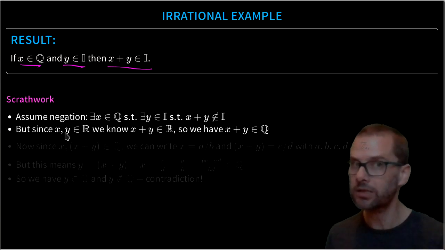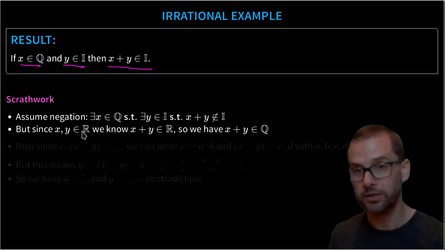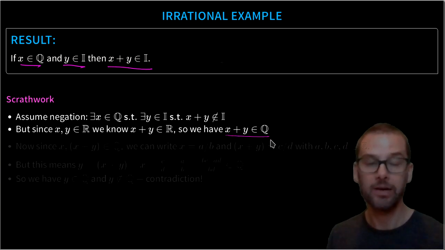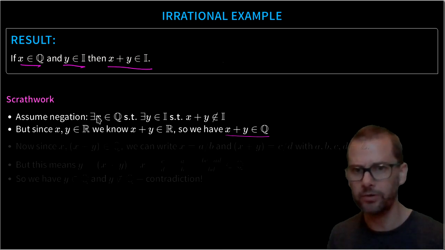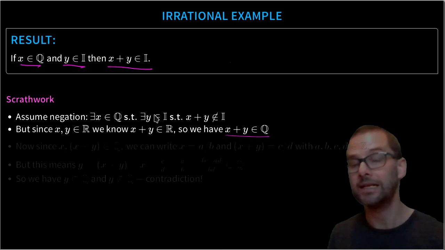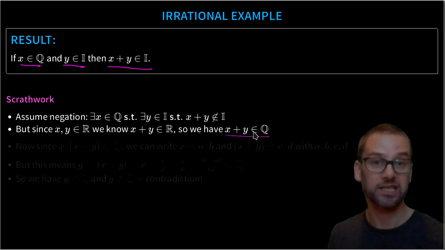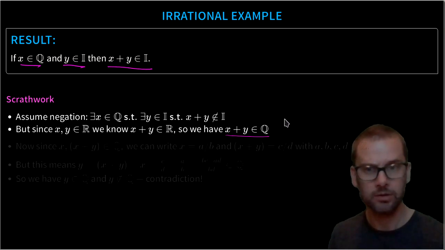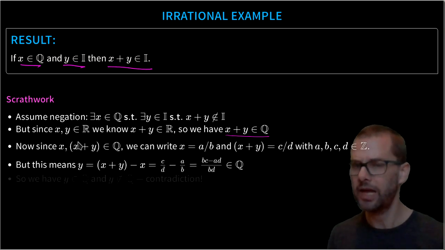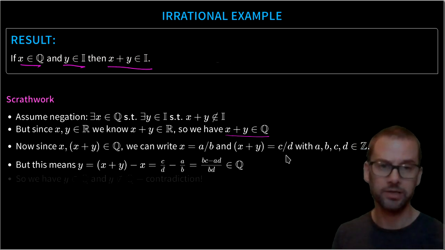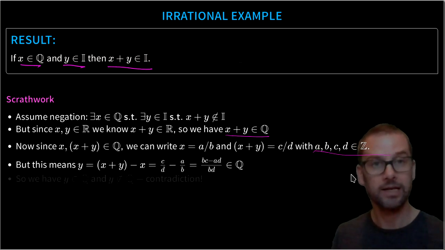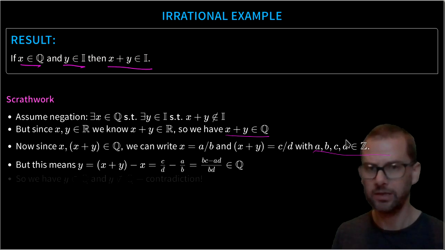Now, since we know that x and y are reals, x plus y has to be real. So if it's not irrational, it must be rational. Just to flesh this out a little bit. Okay, so really what we're assuming here is that there exists a rational x and an irrational y whose sum is actually rational. That's our assumption. Well, since x and x plus y are rational, we can write x is a over b and x plus y is c over d, where all of those are integers, with of course b and d not being 0.